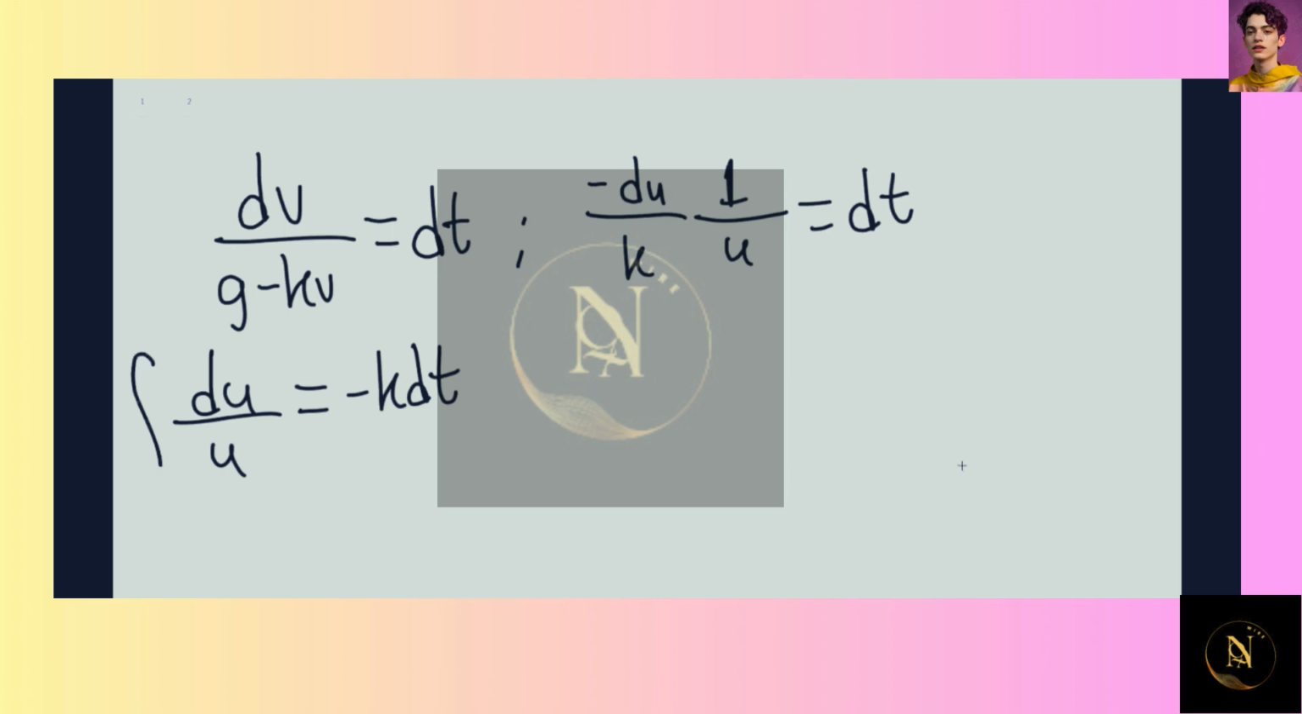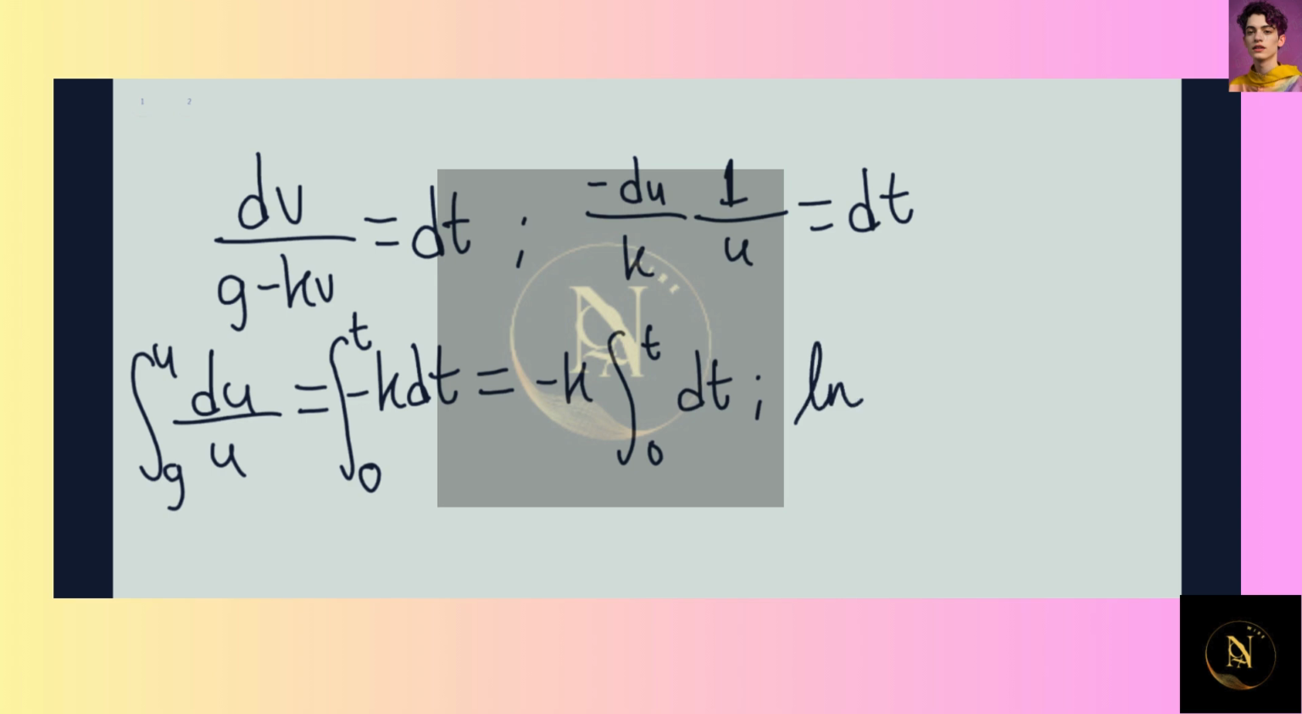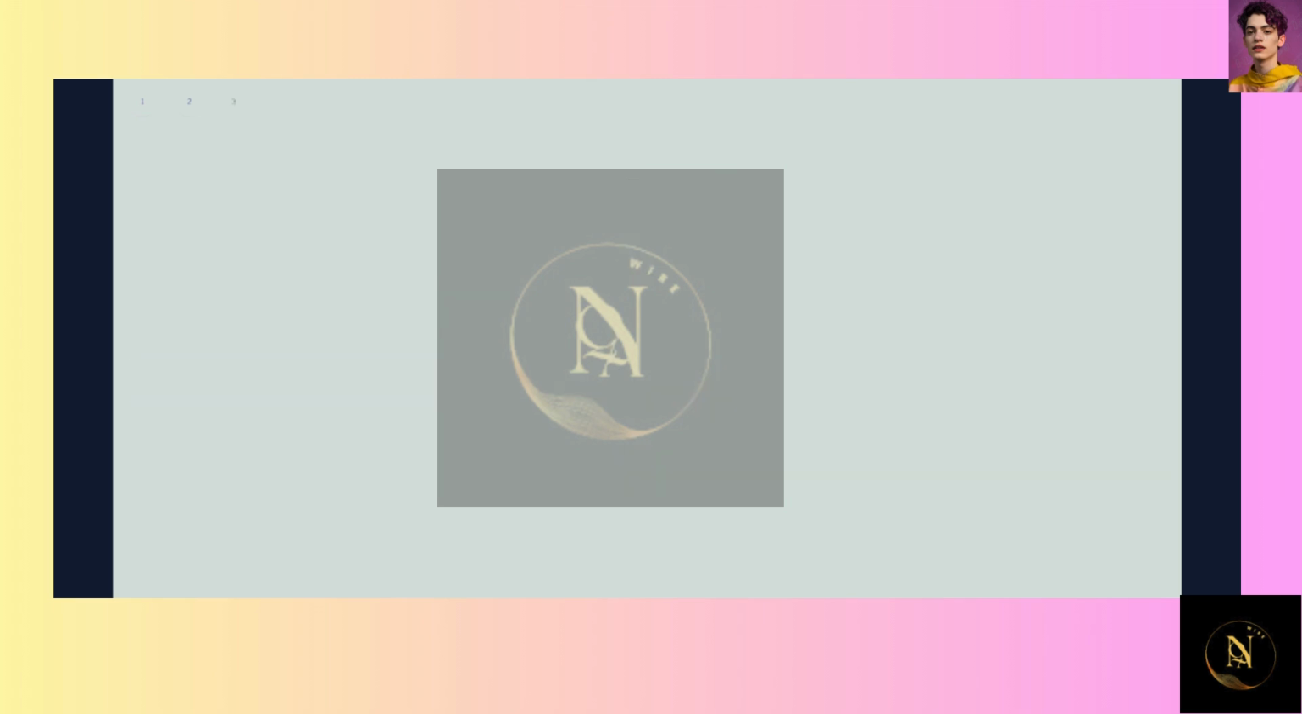So integrate this from g to u, and then integrate this from, of course, 0 to t. This is going to equal negative k times the integral from 0 to t of dt. And we finally have natural log of u evaluated at g and at u is going to equal negative kt. Let's get a new workbook. So we can say the natural log of u over g is going to equal negative kt. So we can say that u is going to be equal to g times e to the negative kt.